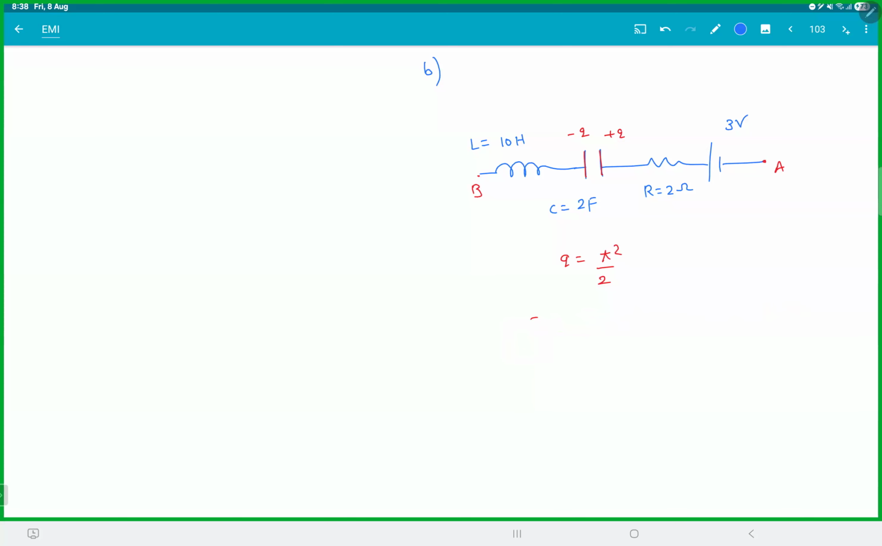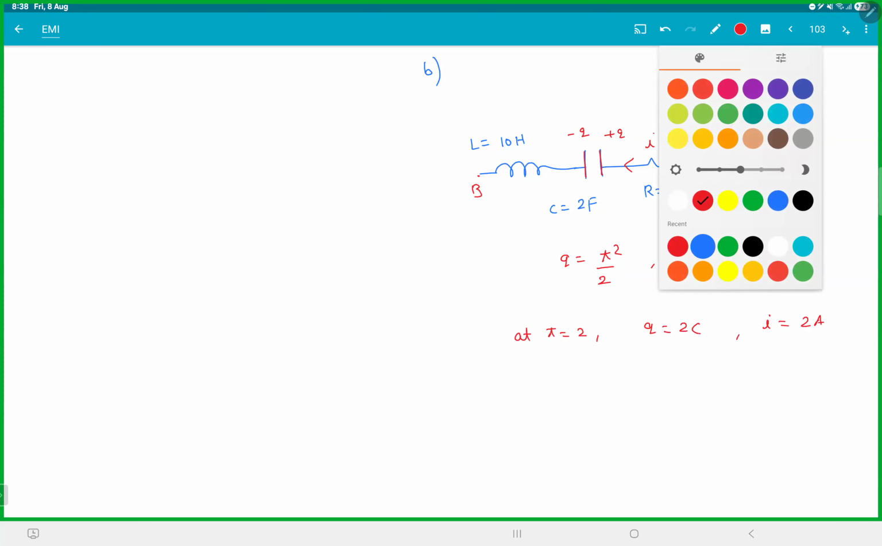Just to give an idea, how will the current flow? Current is flowing from right to left. How do you know that? Plus Q is positive charge and Q is increasing. dq by dt is current, so current is going from right to left. How much is current? I is equal to dq by dt, which is 2t, t. So at t equal to 2 seconds, charge is 2 coulombs, current is also 2 amperes.